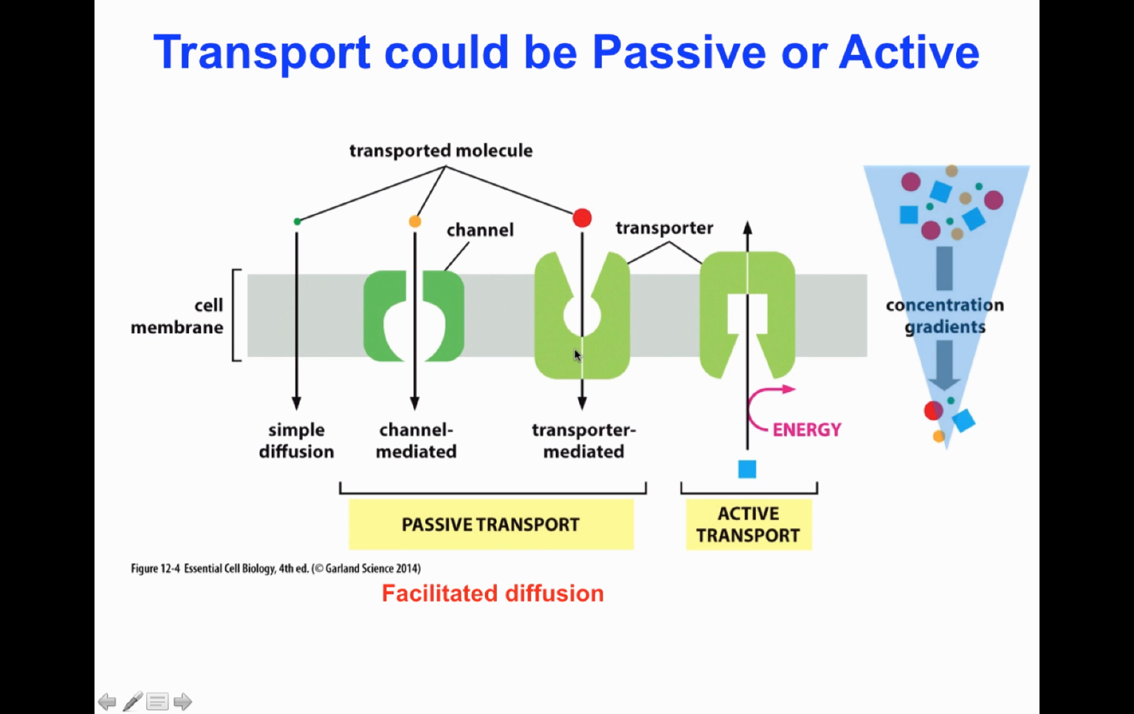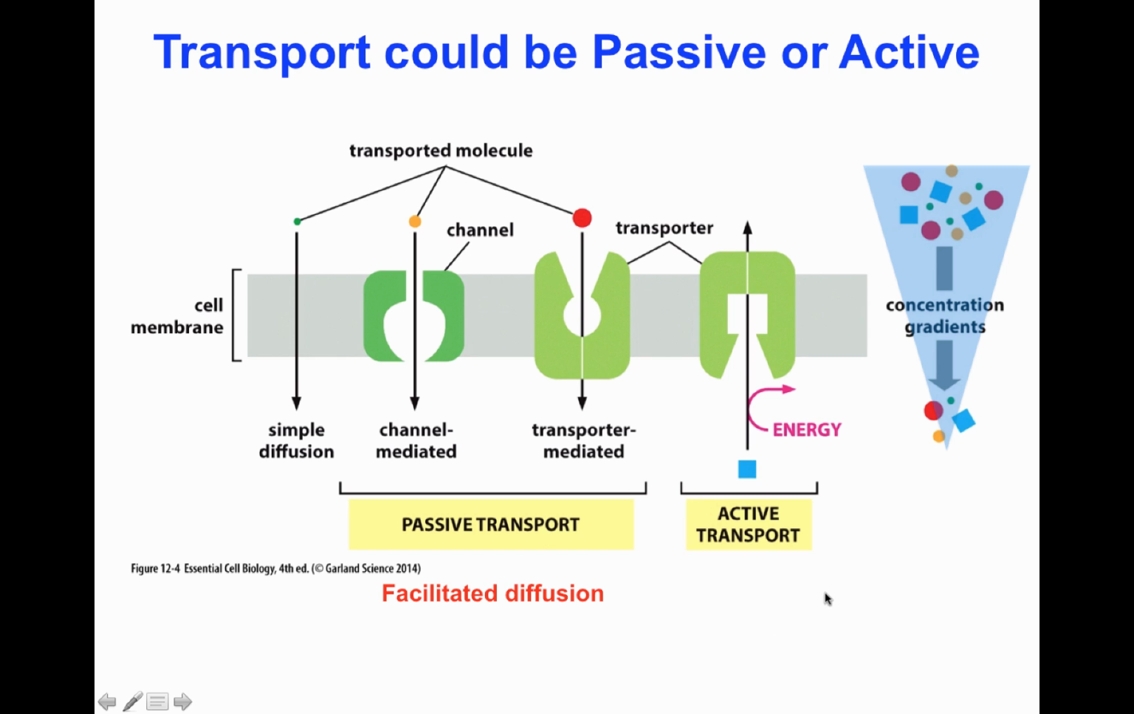or include transporters. Again, if the molecule, for example here the red molecule or the orange molecule, is going with its gradient, so going from an area of high concentration to an area of low concentration, those molecules are moving along their concentration gradient. Therefore, they will have passive transport through the channel or the transporter, and that is also considered facilitated diffusion because the proteins facilitate the diffusion of those molecules across the membrane.